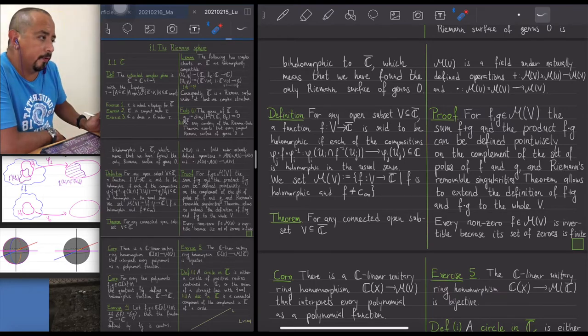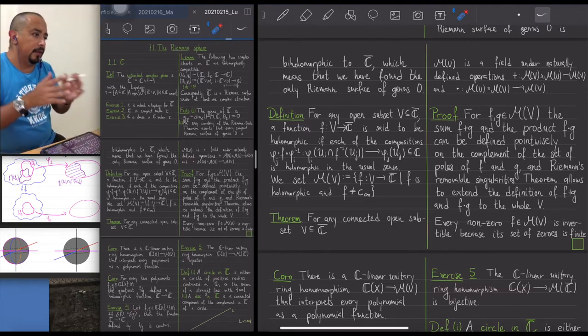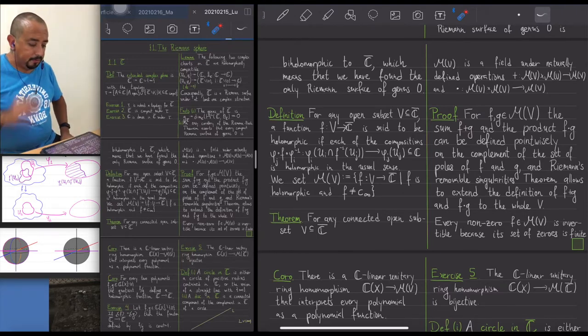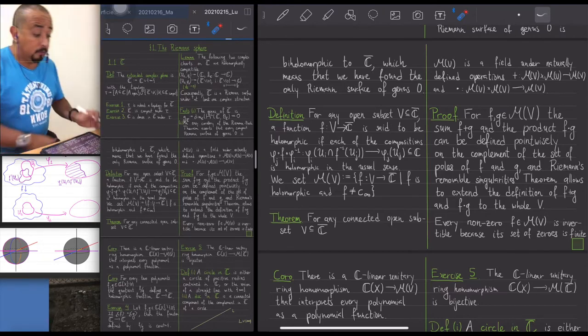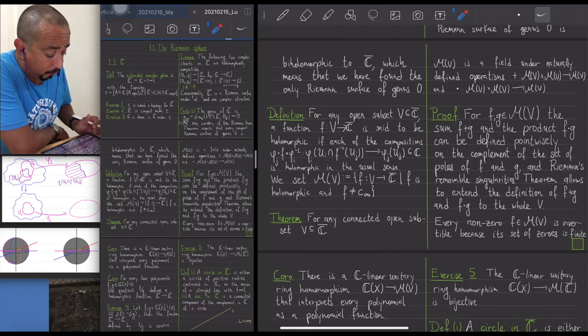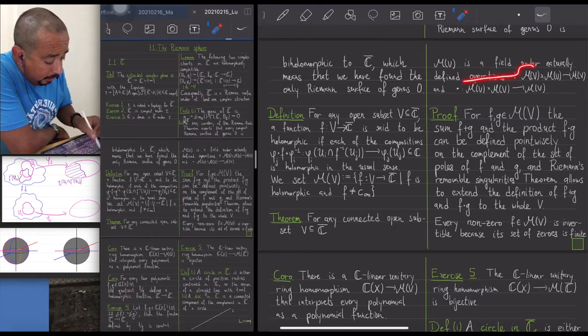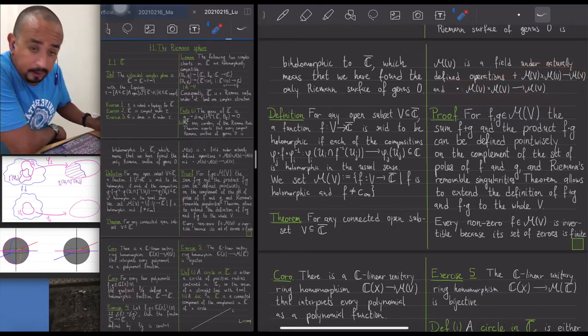Another way of doing that is by mapping to subsets of the complex numbers via charts, and then considering the Laurent expansions of F and G around the poles, and working with those Laurent expansions to see how F plus G and F times G have to be defined in a point which is either a pole of F or a pole of G. In the end, one obtains a holomorphic function defined on the whole of V and landing again in C bar. And this is how the sum and the product in MV are defined.